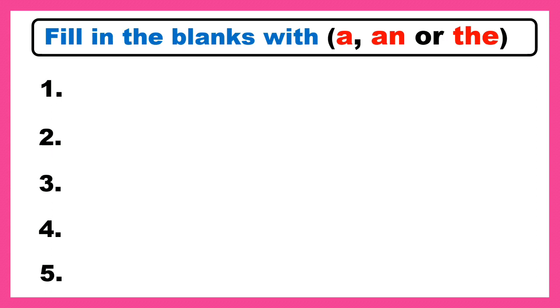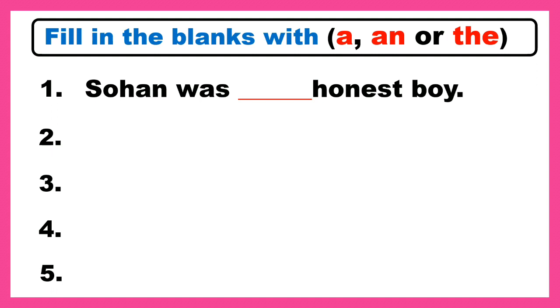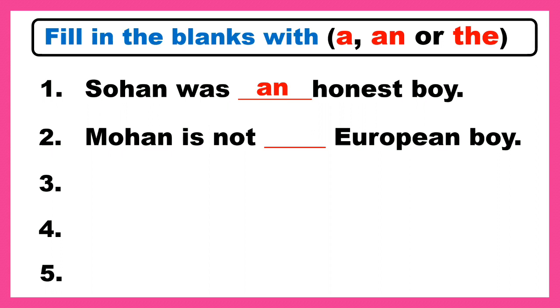So let's take some examples. Sohan was dash honest boy. Answer is an. Sohan was an honest boy. Mohan is not dash European boy. Answer is a. Mohan is not a European boy.